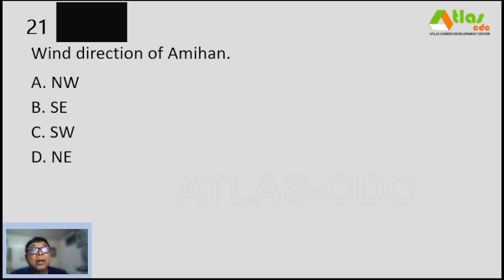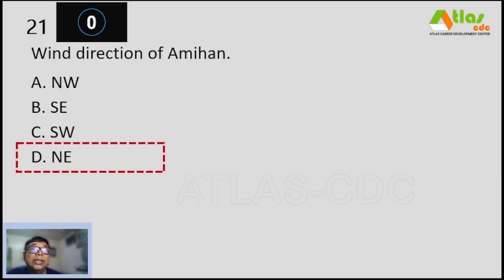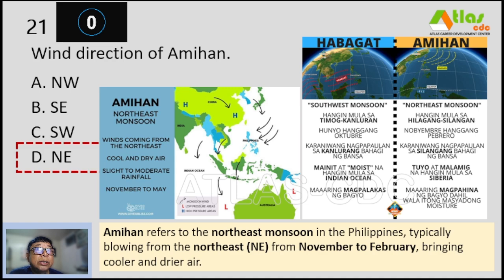21. Wind direction of amihan. A. Northwest. B. Southeast. C. Southwest. And D. Northeast. And our correct answer is letter D. Northeast. So, amihan refers to the northeast monsoon in the Philippines, typically blowing from the northeast from November to February or November to April, bringing cooler and drier air.